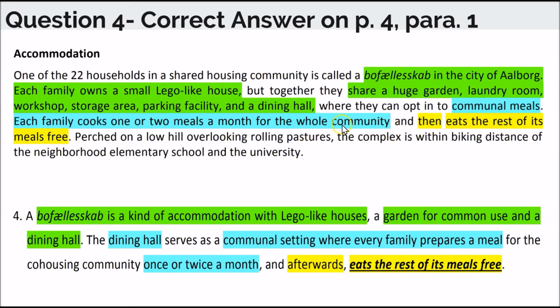And then after each family cooks 1 or 2 meals, they do this, right? So instead of the word then, in the actual paragraph, in the question, they used afterwards. Afterwards and then are synonymous. So we need to be after this information, what they do afterwards. What they do afterwards is each family eats the rest of its meals free. So eats the rest of its meals free is our answer. This was a little bit difficult, I need to admit. So let's continue with the next one.